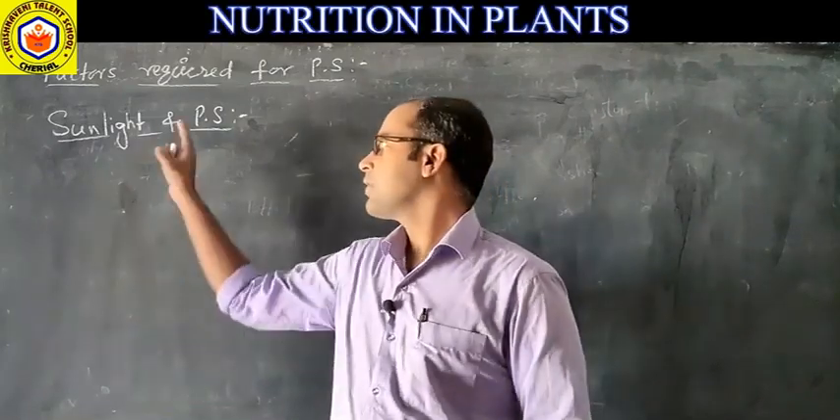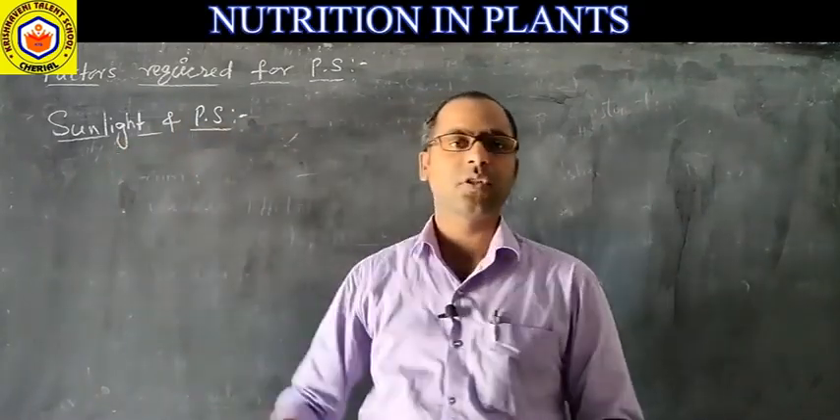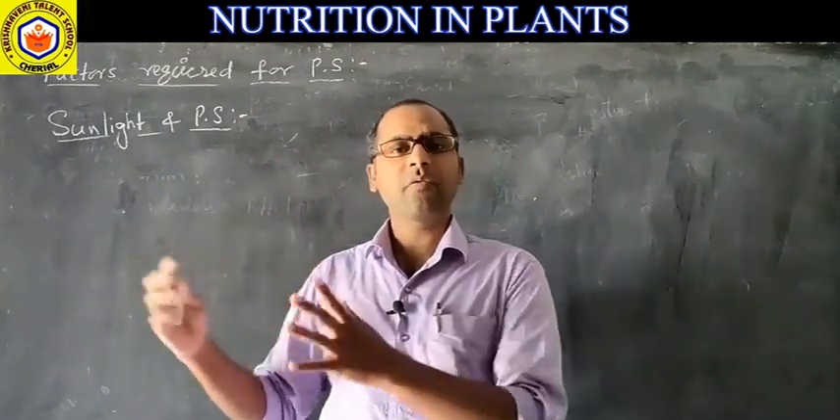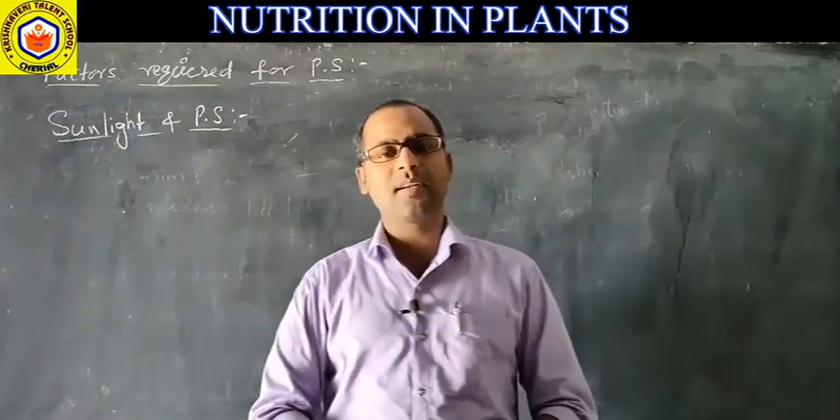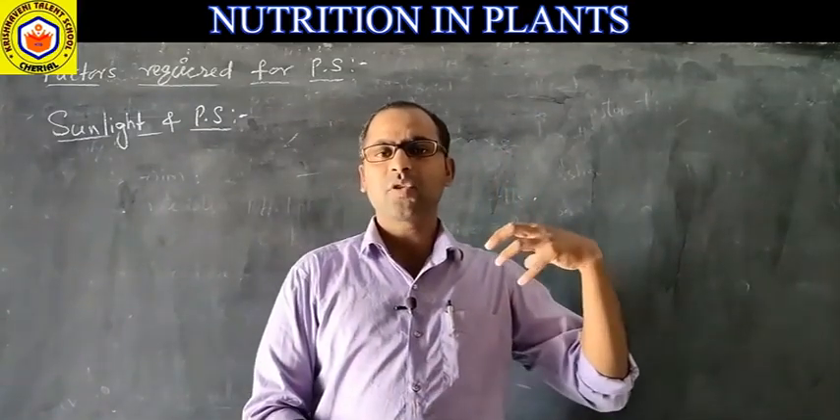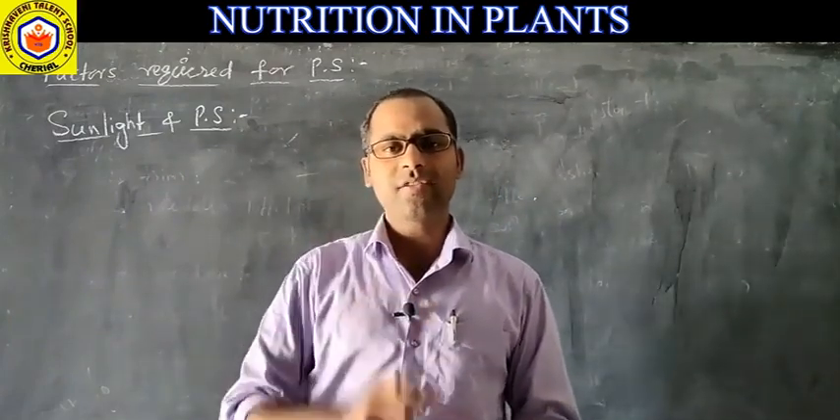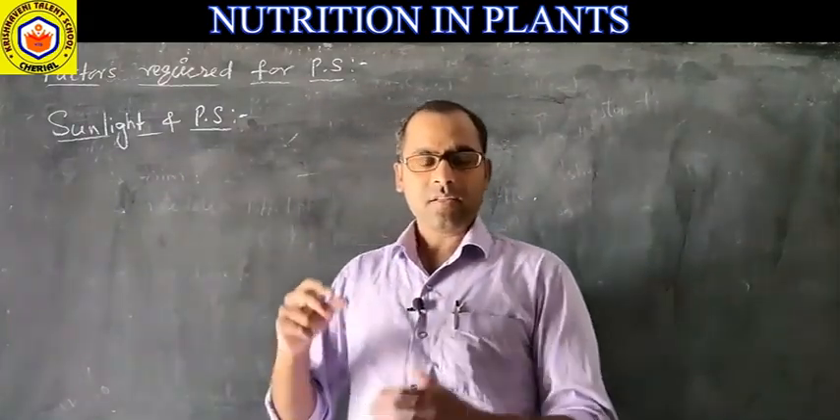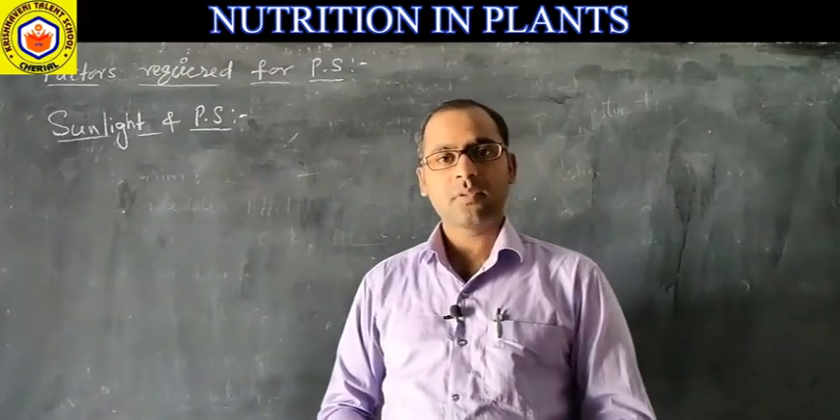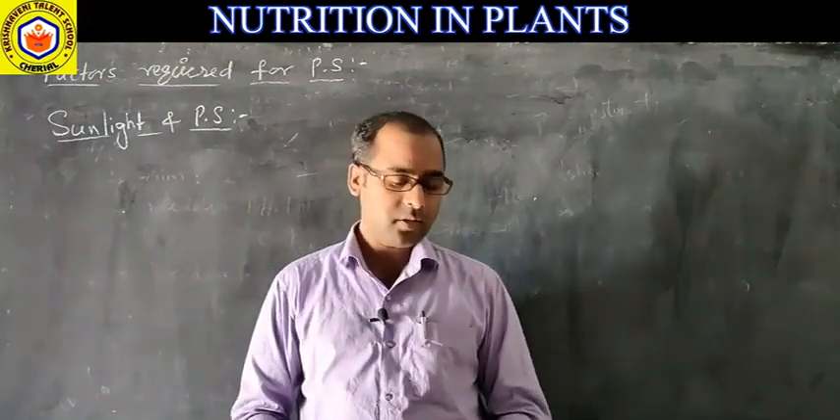The next factor: sunlight and photosynthesis. What is the relation between sunlight and photosynthesis? What is sunlight? It is a form of energy. In the time of Priestley's experiment, there was no concept of energy, so that is why Priestley didn't think about energy. There is a statement given in the textbook. Let us see that statement.